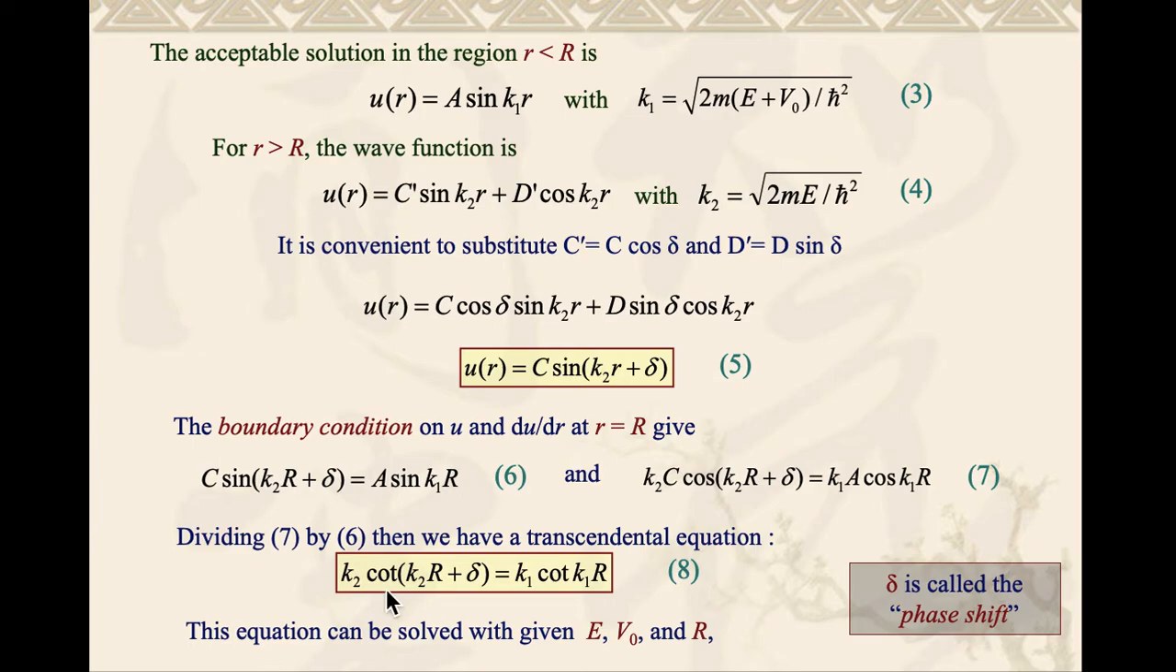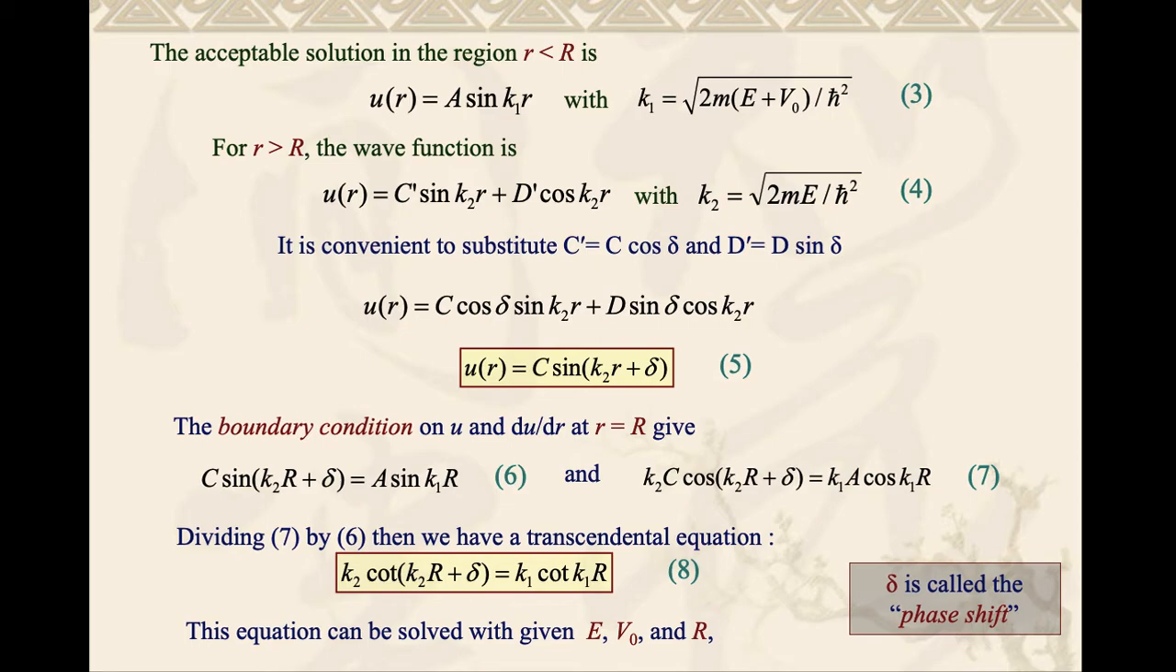You can see again our cot equation. For a zero potential, we have used this equation, so it is better to use this equation. If K1 is equal to K2, I am taking both K1 and K2 as K. Then K cot(Kr + delta) is equal to K cot(Kr). So that equation is valid only when this delta is equal to 0. That is the case of a free particle.